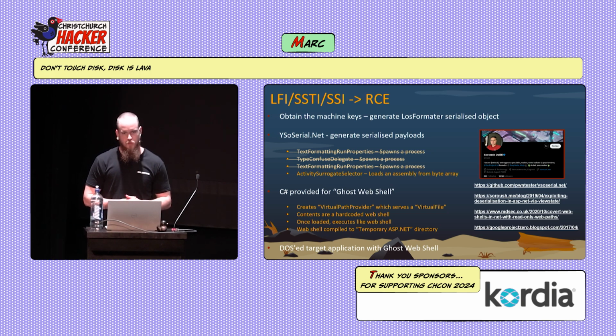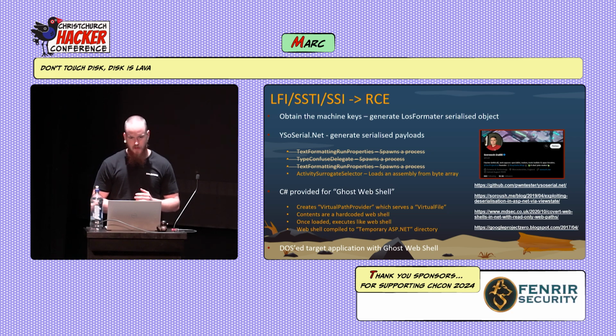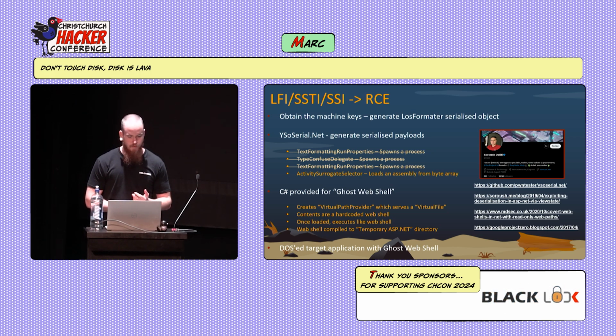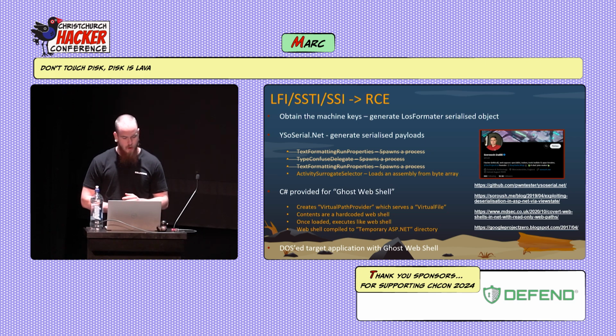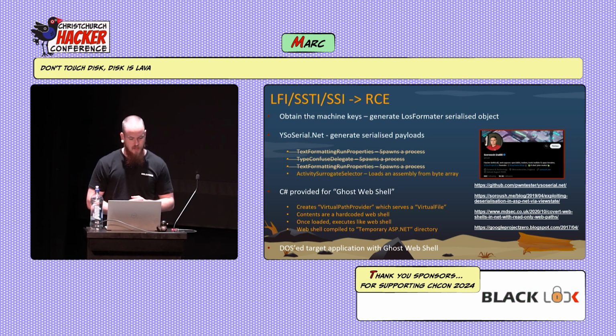What it does is when it's run in the context of an IIS application, it creates a virtual path provider, which effectively acts as a directory on disk, except it's completely memory resident. And then it has the capability to serve virtual files. Again, they're treated as a file as though they're on disk, but they just remain memory resident, which is pretty cool. So obviously for the Ghost web shell, we're going to hard code our web shell into a virtual file. Once we hit the path for the virtual path provider and the file, the web server is just going to serve it up as though it's a file on disk.